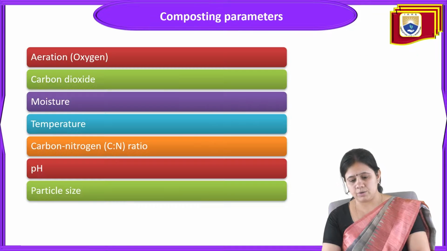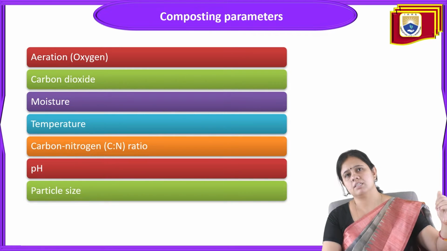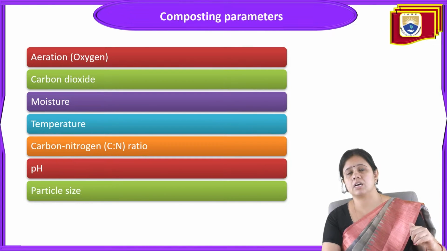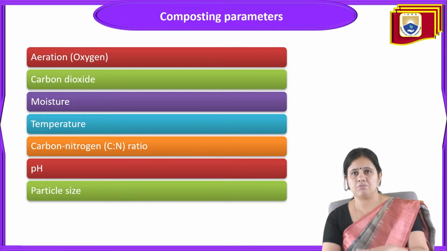Now comes the next point. This is about the parameters. What are the important parameters involved in the composting process? As we discussed the phases of composting, first thermophilic, mesophilic, then thermophilic, then again mesophilic condition, and the stabilization phase.